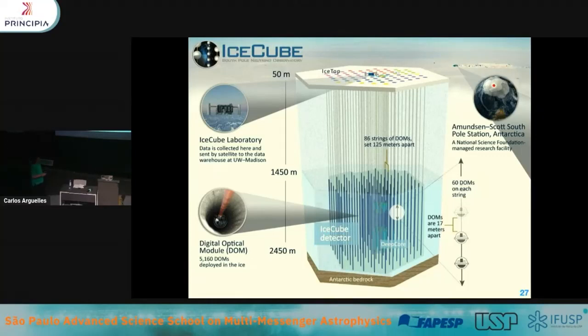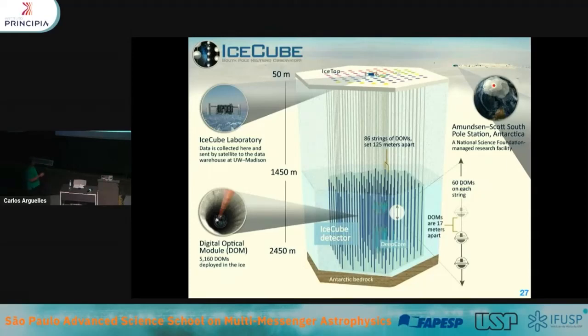Altogether, as you could suspect, this is about 1 cubic kilometer of very clear Antarctic ice, which roughly corresponds to 1 gigaton of target material for the neutrinos to interact with. There are other parts of this complex, so I'm not going to talk about them in my lectures, but I will just point them out for later reference.